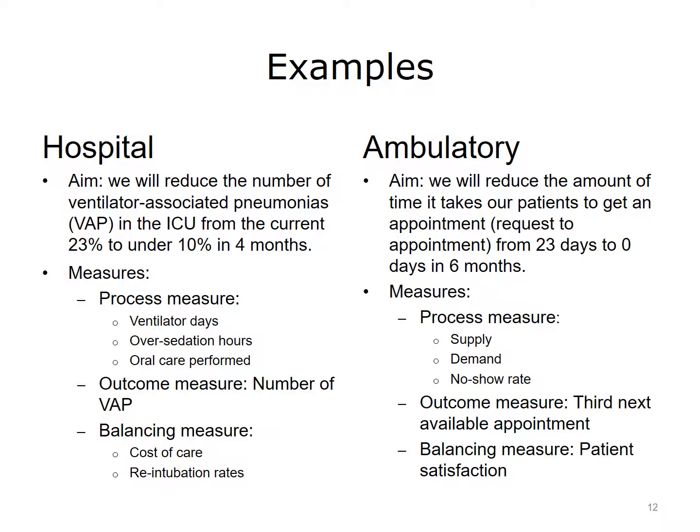If they thought that the changes they wanted to incorporate would increase the number of no-shows in the schedule, they would have added this measure to the balancing measures. The outcome measure is the third next available appointment. It is a good measure of access since it disregards appointments that are available due to last-moment cancellations. Again, the outcome measure ties directly to the aim. Finally, the balancing measure the staff chose is a measure of patient satisfaction.